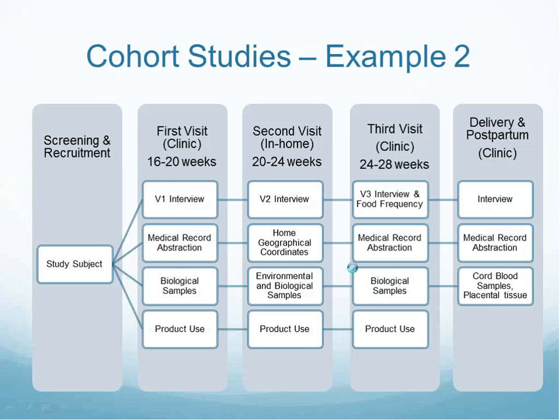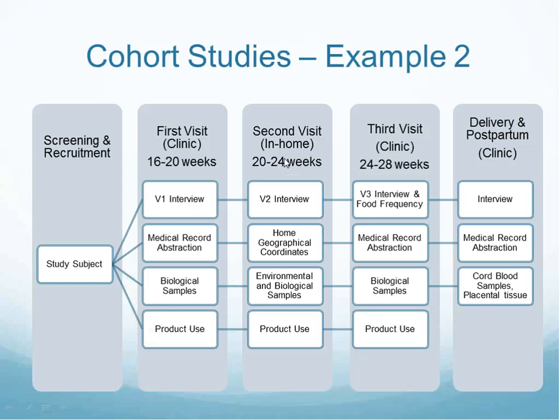Another example is what we're doing now in Protect. So this is just a schematic of the type of information we're collecting. We are recruiting pregnant women early in pregnancy in Puerto Rico through a recruitment strategy. And then once they sign informed consent, we have a first visit between 16 and 20 weeks where we do a detailed interview. We abstract their medical records. We collect a range of biological samples and have them fill out other questionnaires such as product use, again, because things like phthalates may be related to that. So we have quite a bit of information and samples being collected there.